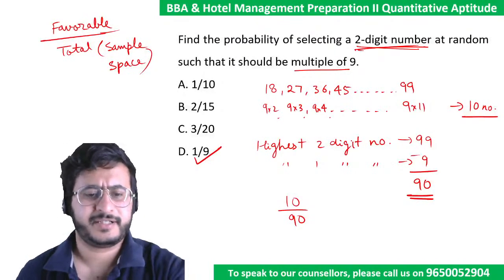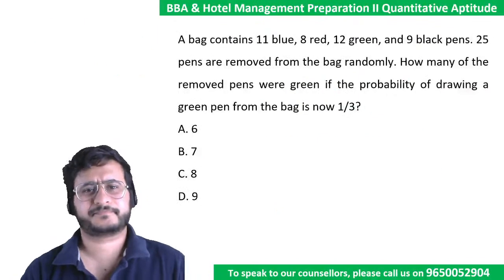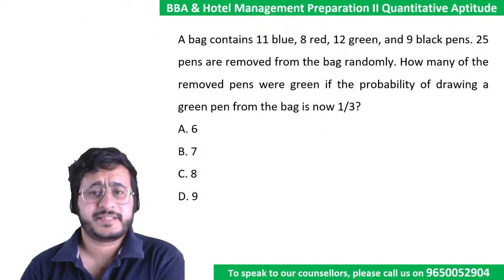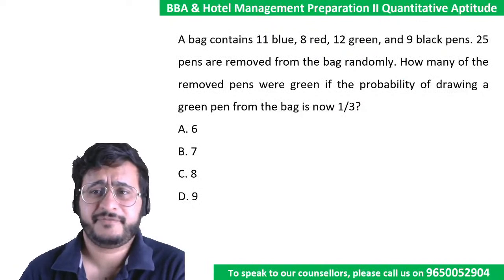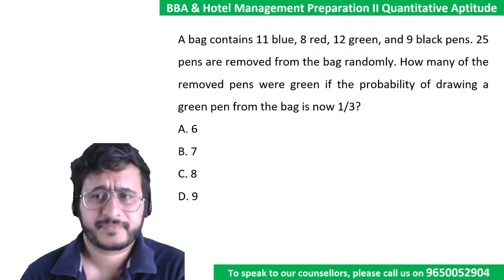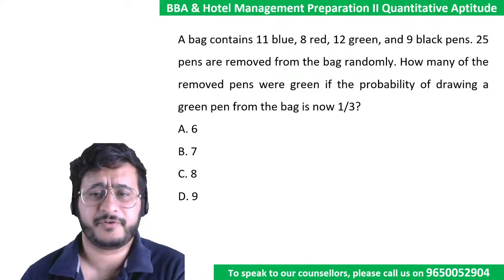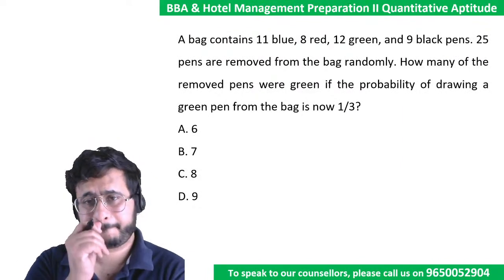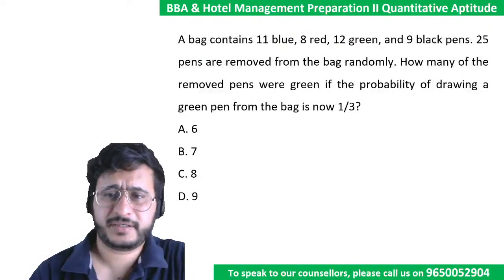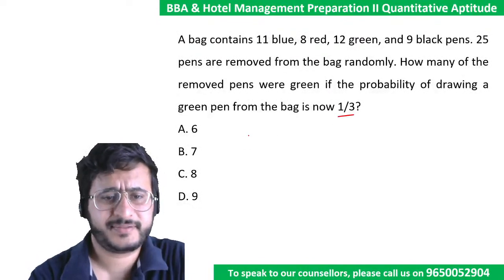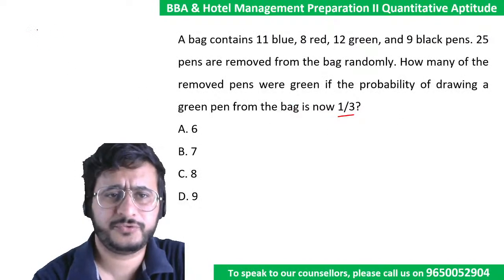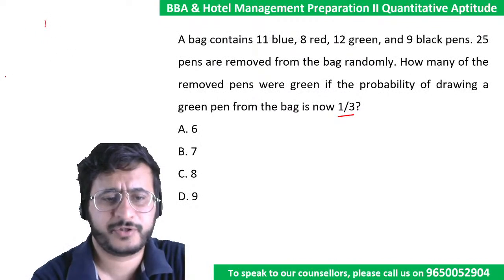So let's have a look at the next question. A bag contains 11 blue, 8 red, 12 green and 9 black pens. 25 pens are removed from the bag randomly. How many of the removed pens were green if the probability of drawing a green pen from the bag is now 1 by 3? So the probability given is 1 by 3. We need to know the number of pens, the favorable outcomes out of the total number of pens.